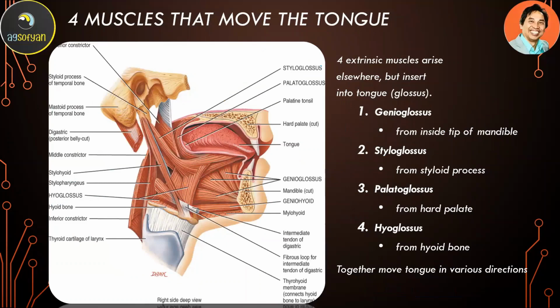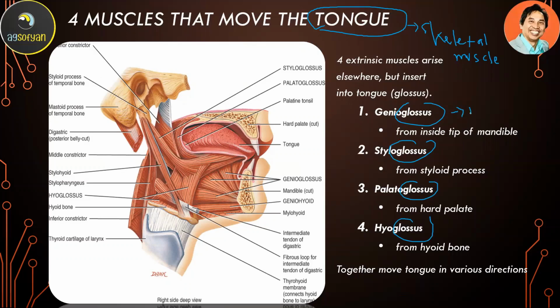Now, the muscles that move our tongue. Remember, you can move your tongue because the tongue is actually controlled by skeletal muscle. Remember, all skeletal muscle is voluntary, the muscle that you can order or control to perform the contraction. There are 4 of these muscles that move your tongue. All of them finish with glossus. Glossus means tongue, so you know this is going to be a tongue muscle.